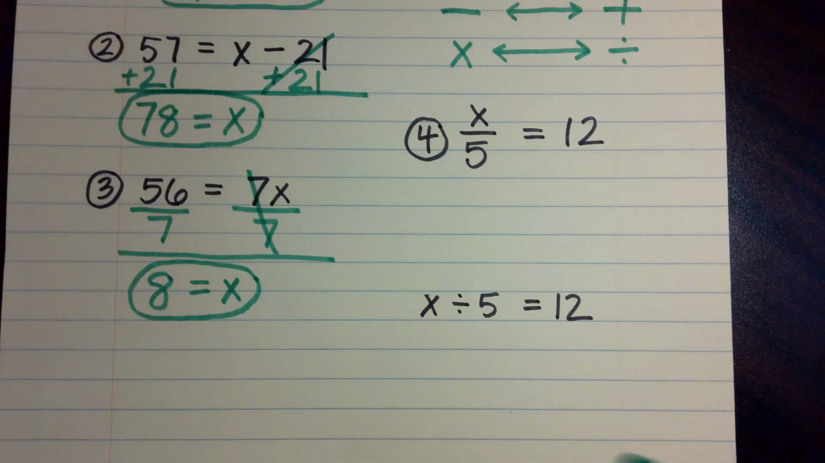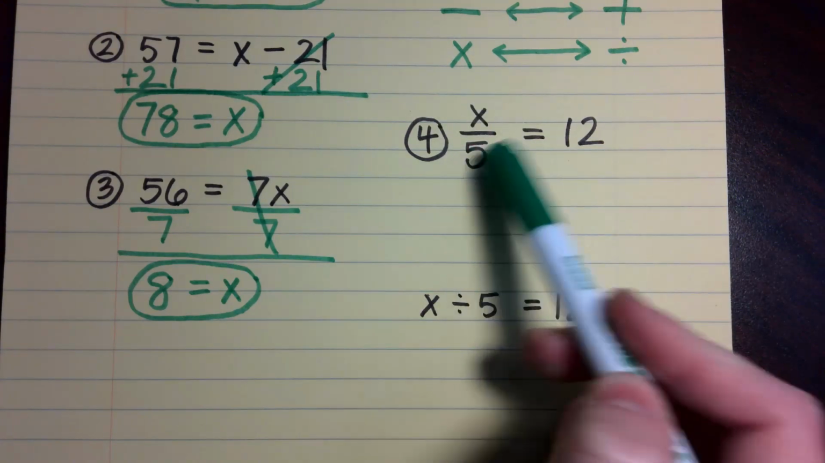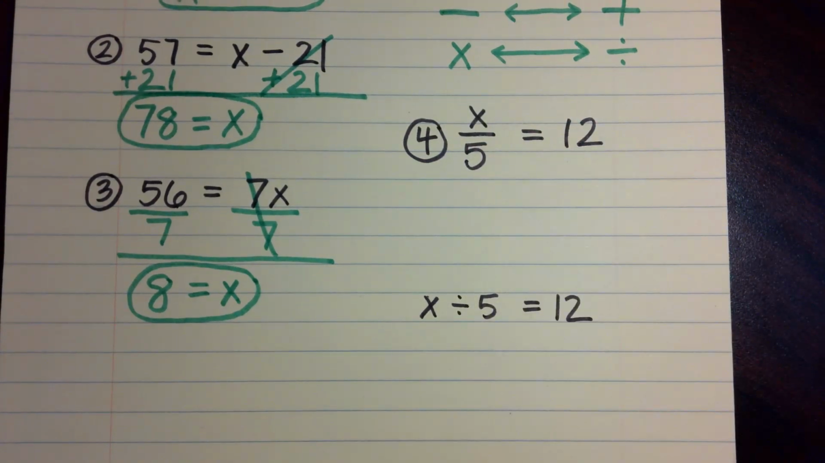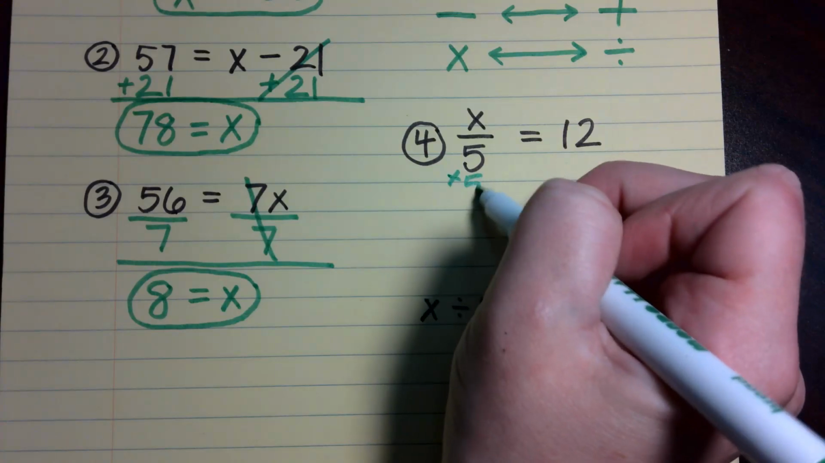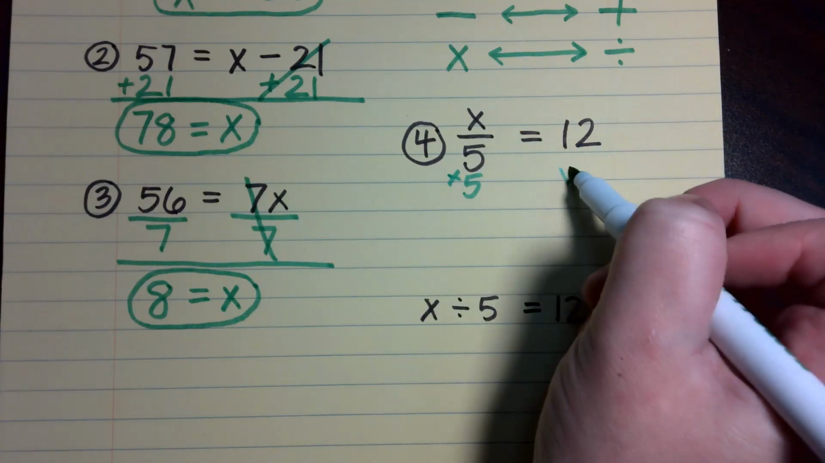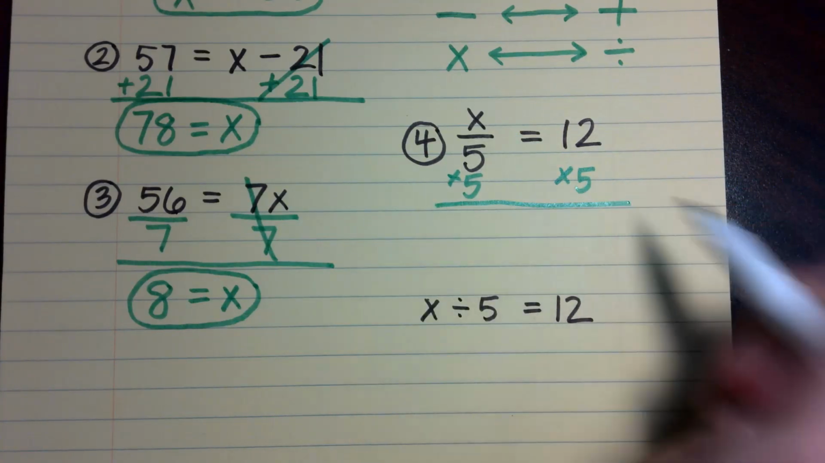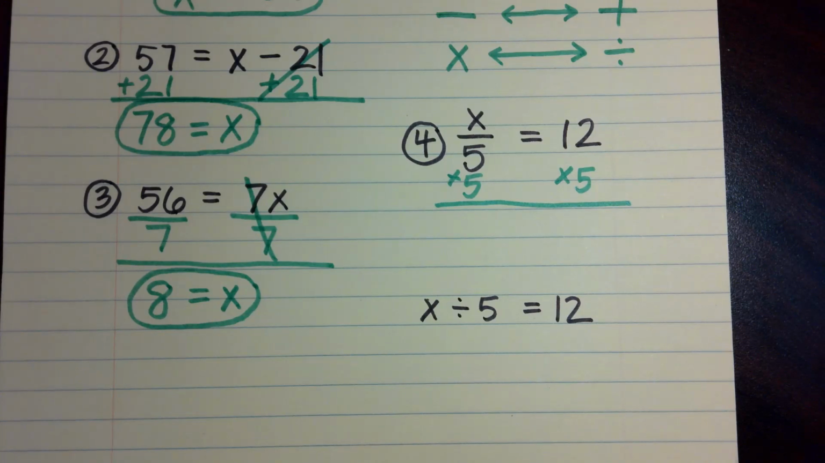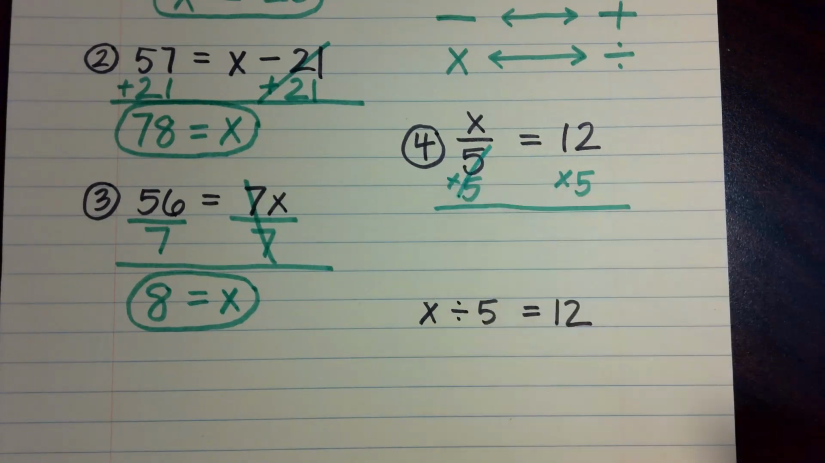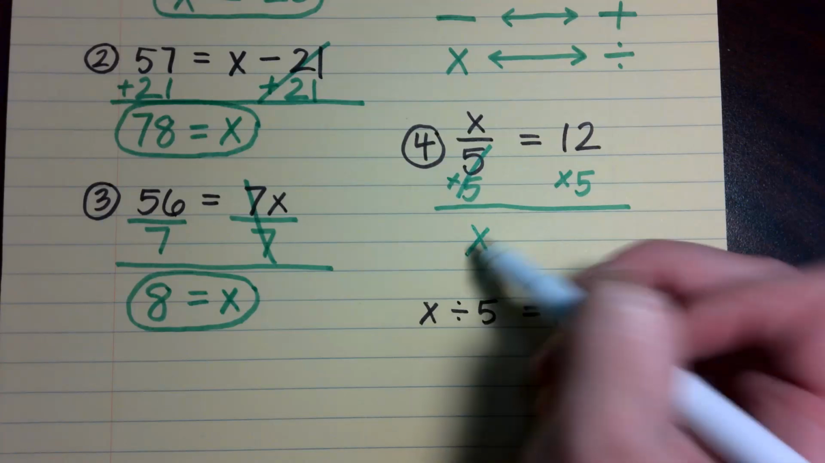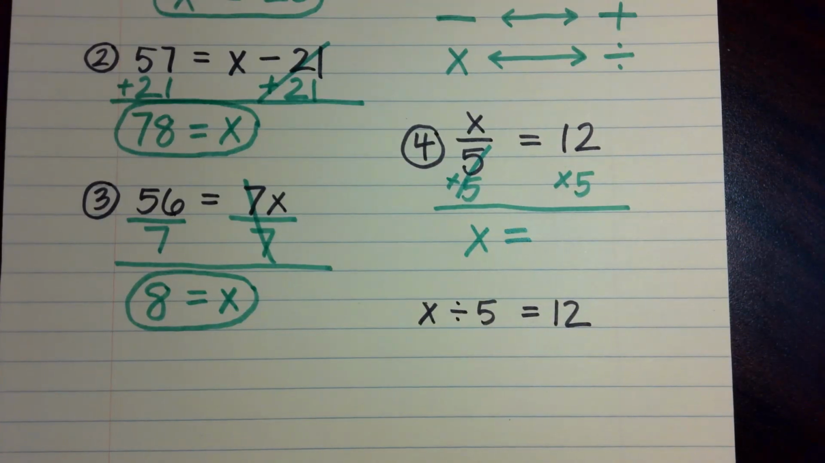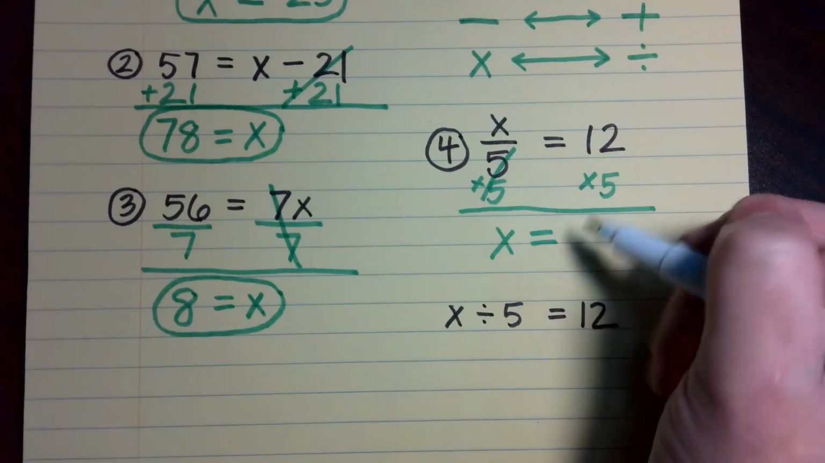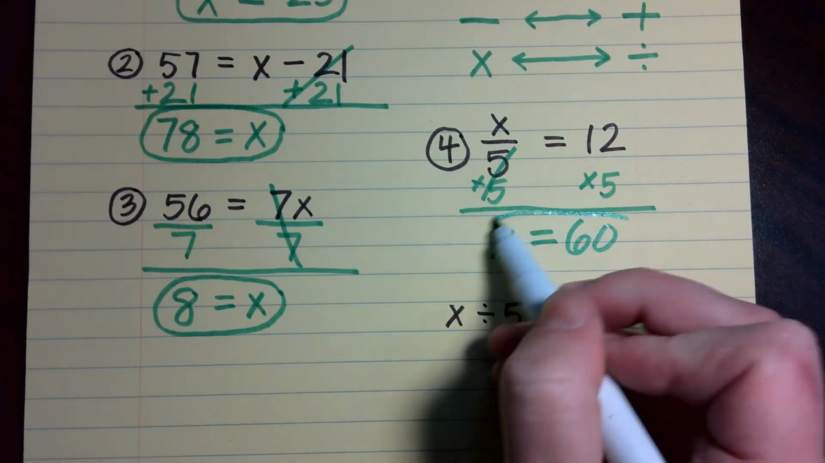Okay, so I have x divided by 5 equals 12. What do I need to do here? I need to multiply by 5 to get rid of that divided by 5. Yes, perfect. What's going to happen now? My 5s are going to cancel. So I can bring my x down, bring my equals down, and then what is 12 times 5? 60. Very good, guys. Very, very good.